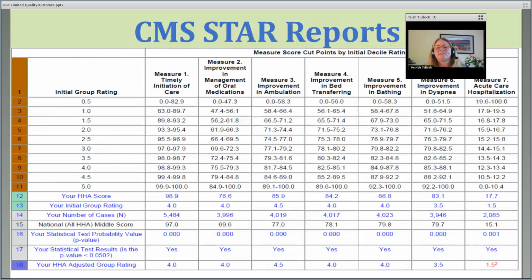So let's look at a few STAR reports. Now, these are from agencies that we work with. Of course, this agency, who at this time with their risk adjustment was a 4-star agency, was really struggling, as you can see, with a couple of areas. The acute care hospitalization is one that many struggle with. You note that Medicare puts that in red, as well as dyspnea.